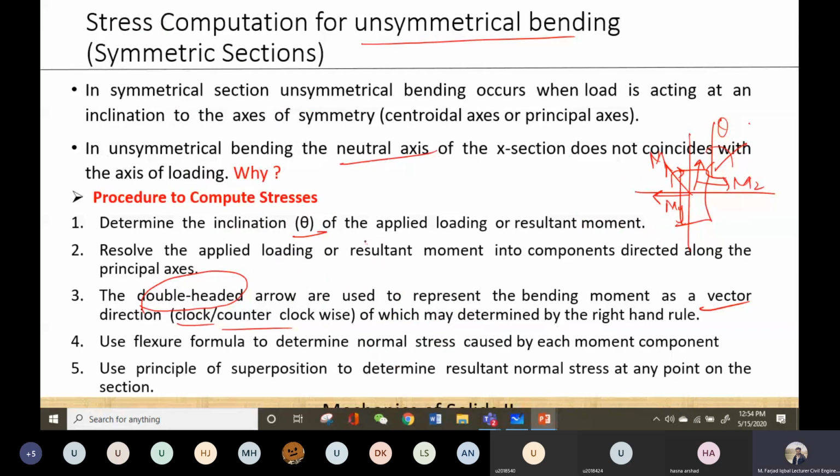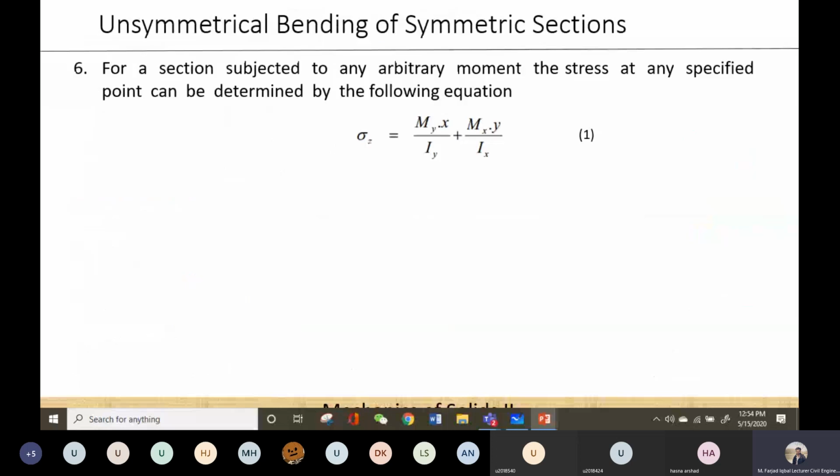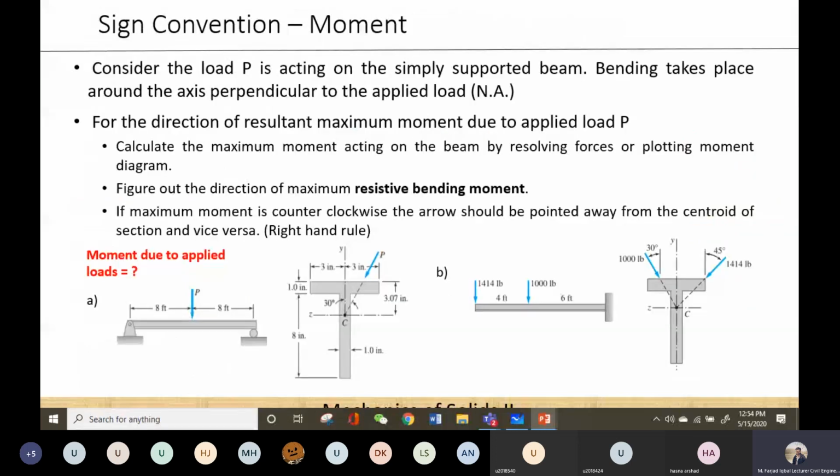Then you will calculate the moments and resolve them into two components around the principal axis and simply apply the flexural formula to determine the normal stresses caused by each moment component. Then we use the principle of superposition to determine the resultant normal stresses at any point on the section. I will stop here. I don't want to go into the sign convention because it will make things complex.